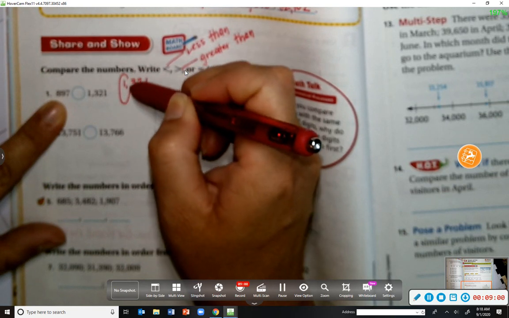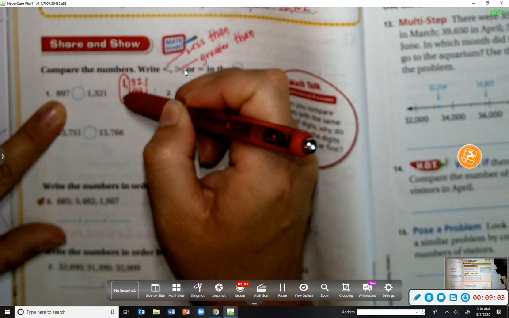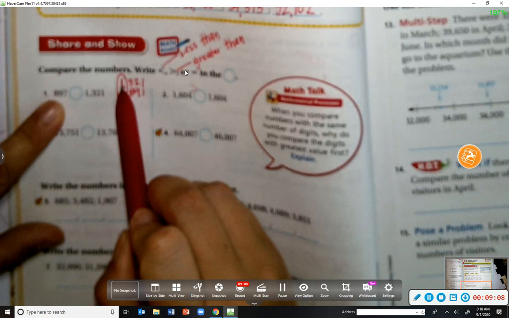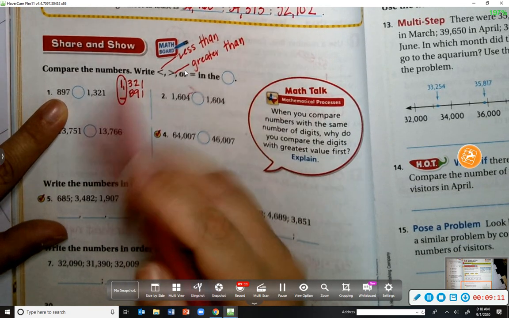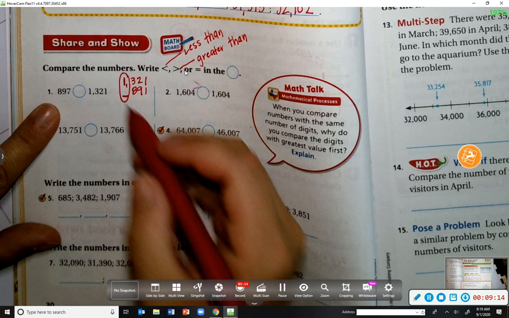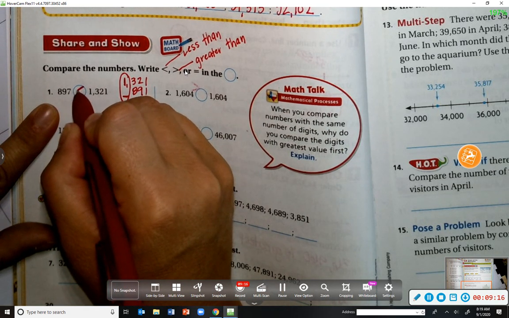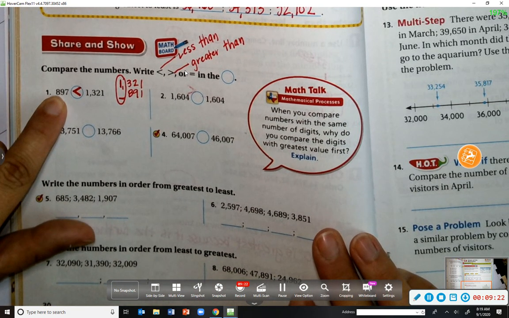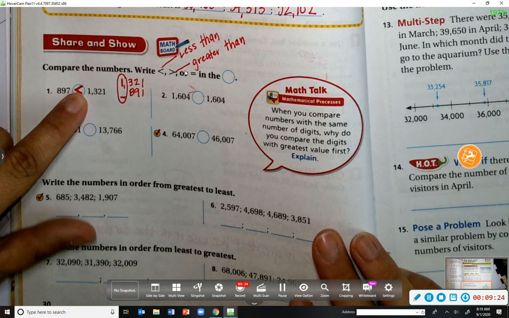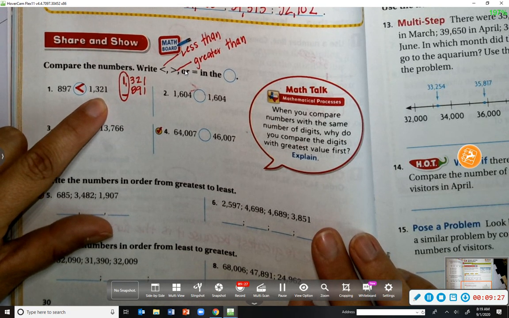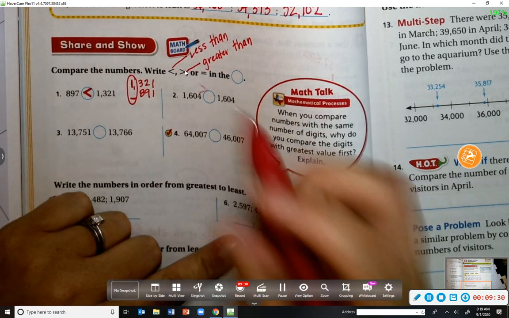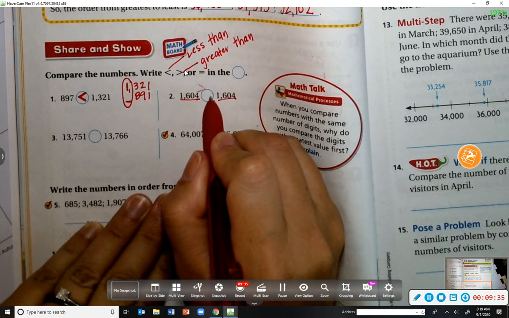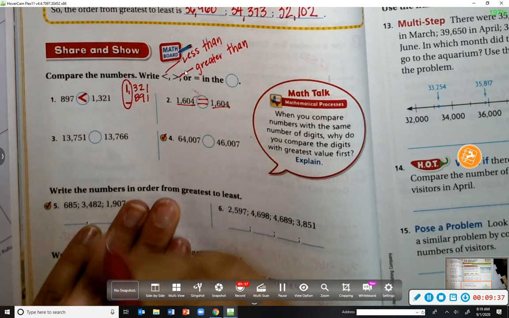I see 1,000 and 0,000. So which one would be greater? Well, 1 is definitely greater than nothing. So 1,321 is greater. So that means we want the mouth open towards that greater number. So we would read this as 897 is less than 1,321. Okay, number 2. I look at my two numbers. I can see that they're exactly the same. So they are equal.